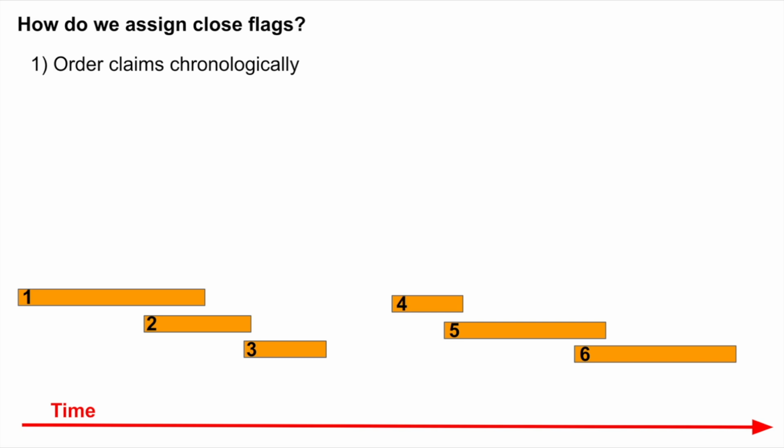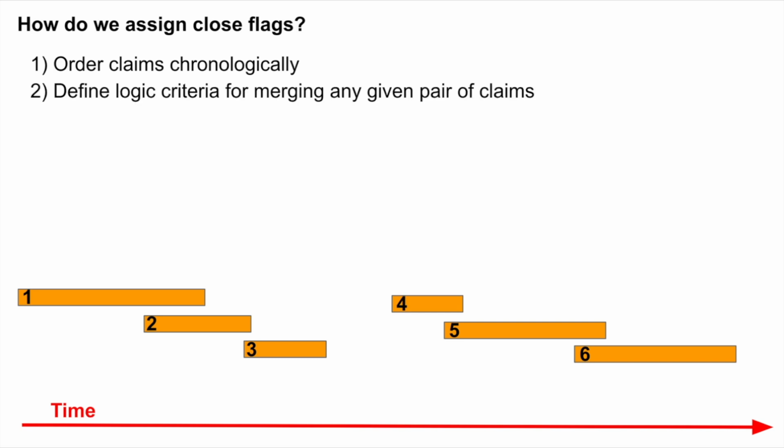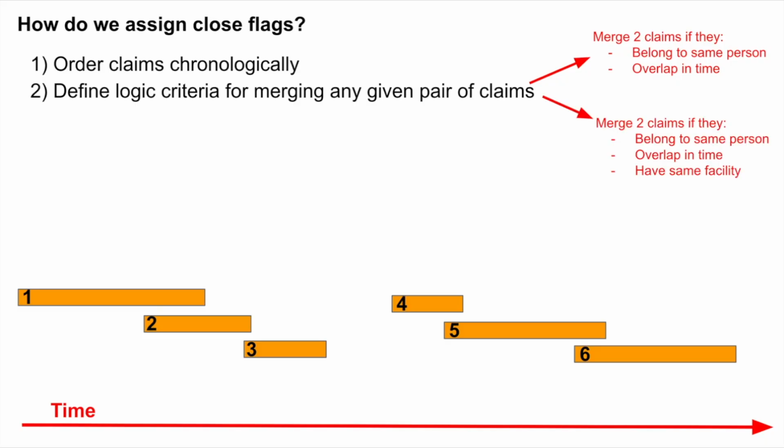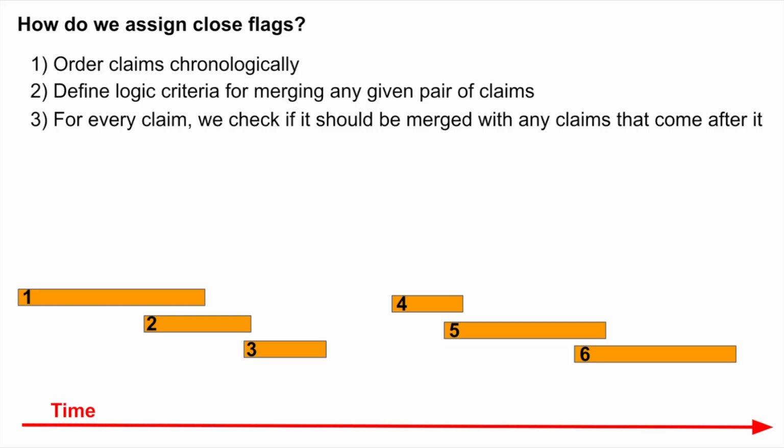First, we order the claims chronologically. Then we define some logic for merging any given pair of claims that we compare. The logic, again, can be anything. We can say we're going to merge claims if they belong to the same person and they overlap in time, or we could define more strict logic and also require that they have the same facility ID, or we could define any logic we want. But it's logic that when you use to compare two claims, you can decide if those two claims should be merged. Then for every claim, we check if it should be merged with any claims that come after it.